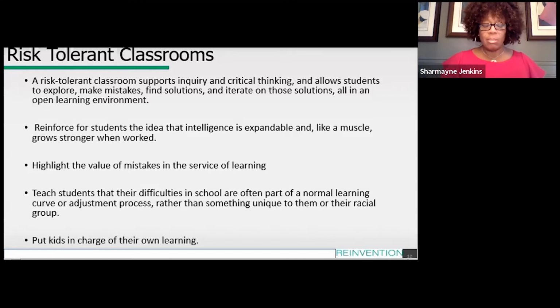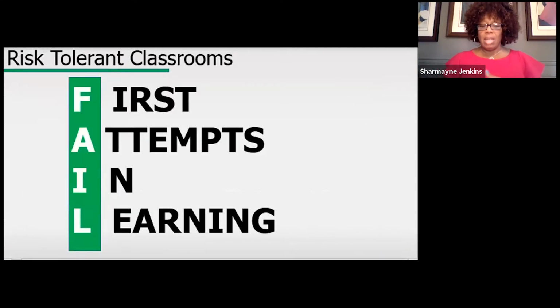And it's been shown. So here's the thing about risk-tolerant classrooms. They should highlight the value of mistakes in the service of learning. I always say, this is my acronym for FAIL: first attempts in learning. And I feel like that's how classrooms should be approached. It should always be looked at, if you fail, it's just another attempt at learning. It's just your first attempt. If the student feels that a bad grade means that she needs more time to learn, then they might redouble their efforts and perform better over time.